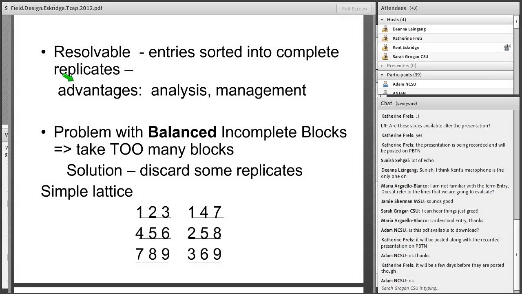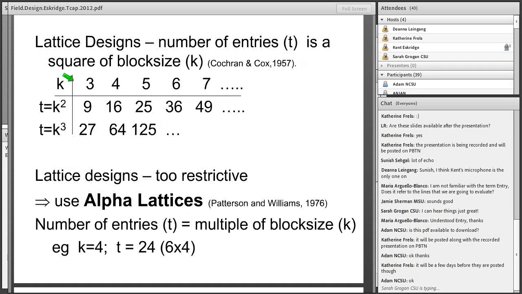And so that means that we're going to have more precision about comparing some pairs of treatments than we do with others. So we're being unfair to some of them. But you know, that's life. We don't have enough plots a lot of times to run a balanced incomplete block design. This is the idea of lattices.